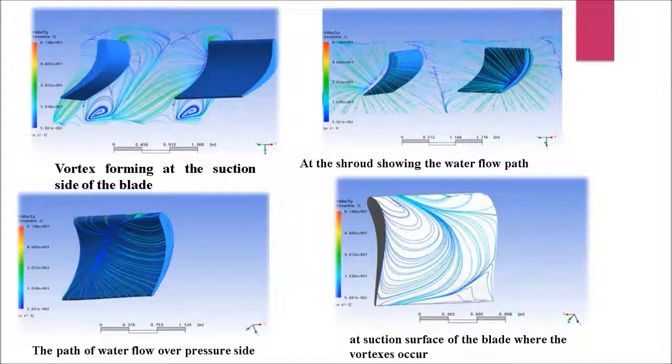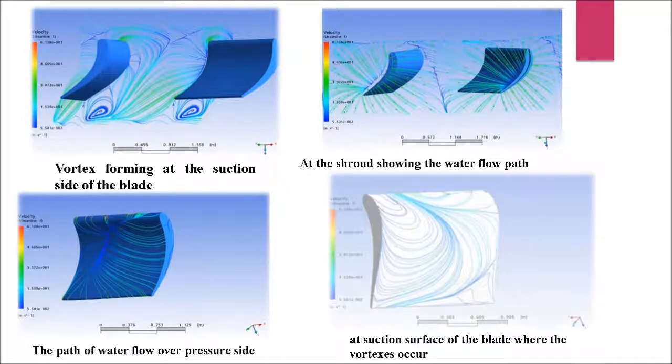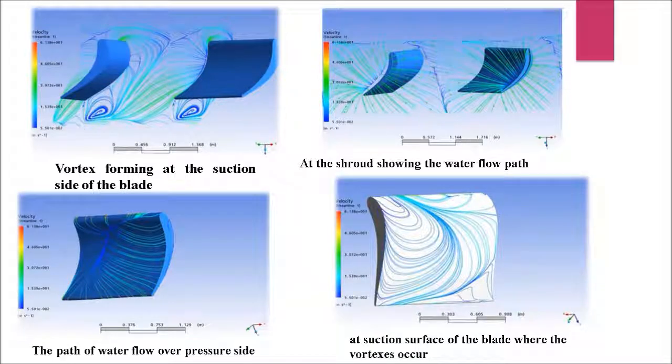Second picture shows us velocity streamlines at the shroud showing the water flow path at the blade clearance. The third picture represents the velocity streamlines on the pressure surface of blade, indicating the path of water flow over the pressure side. Coming to the fourth picture, it represents the velocity streamlines at the suction surface of the blade where the vortexes occur, and it is very clear at the velocity vector.